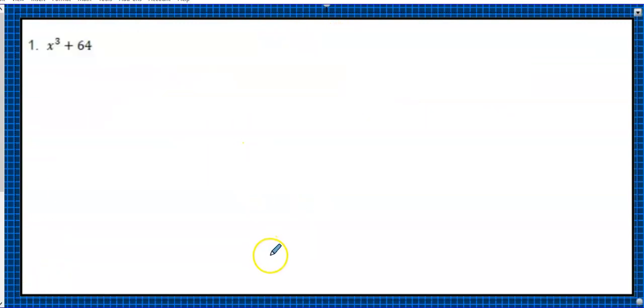So a lot of this is just recognizing what you've been given and being able to say, oh, that's two perfect cubes right there. So this is an example of the sum of two cubes. X cubed is a perfect cube because any variable to the third power is going to be a perfect cube. 64 is also a perfect cube. This is 4 cubed. So let's identify our a value, which is x, just x to the first power. And then our b value is the cube root of 64, which is 4.